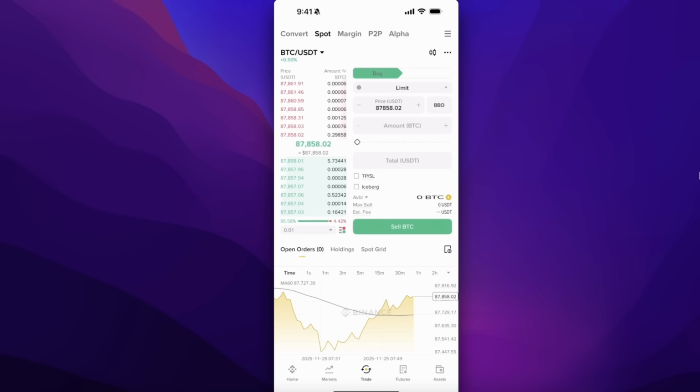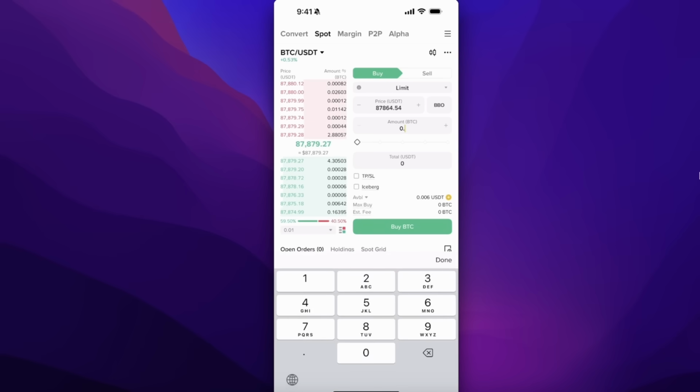So if you want to buy or sell, you're going to decide that. Let's say I want to buy, and the amount of BTC I want to buy is 0.005, and this would be worth around $4,393. Now, what spot trading refers to is that I would be buying at the current market price. So the current market price is 87,864. So I would be buying exactly at that price, not more, not less.